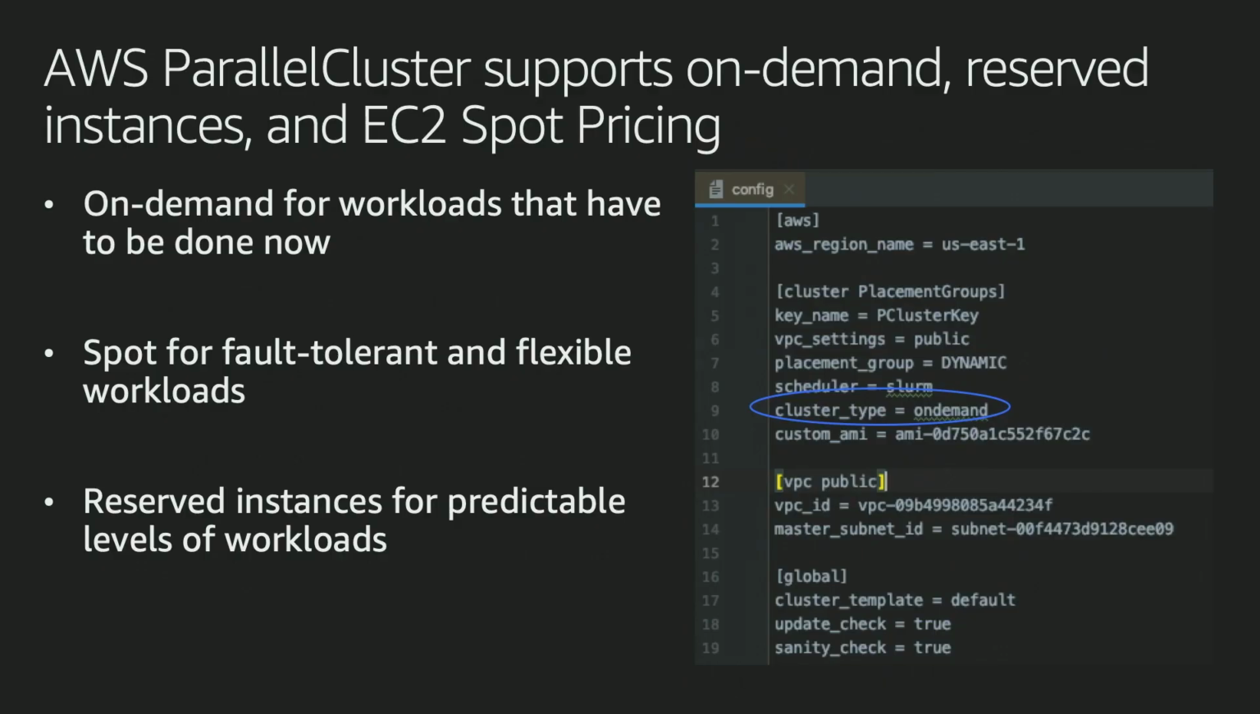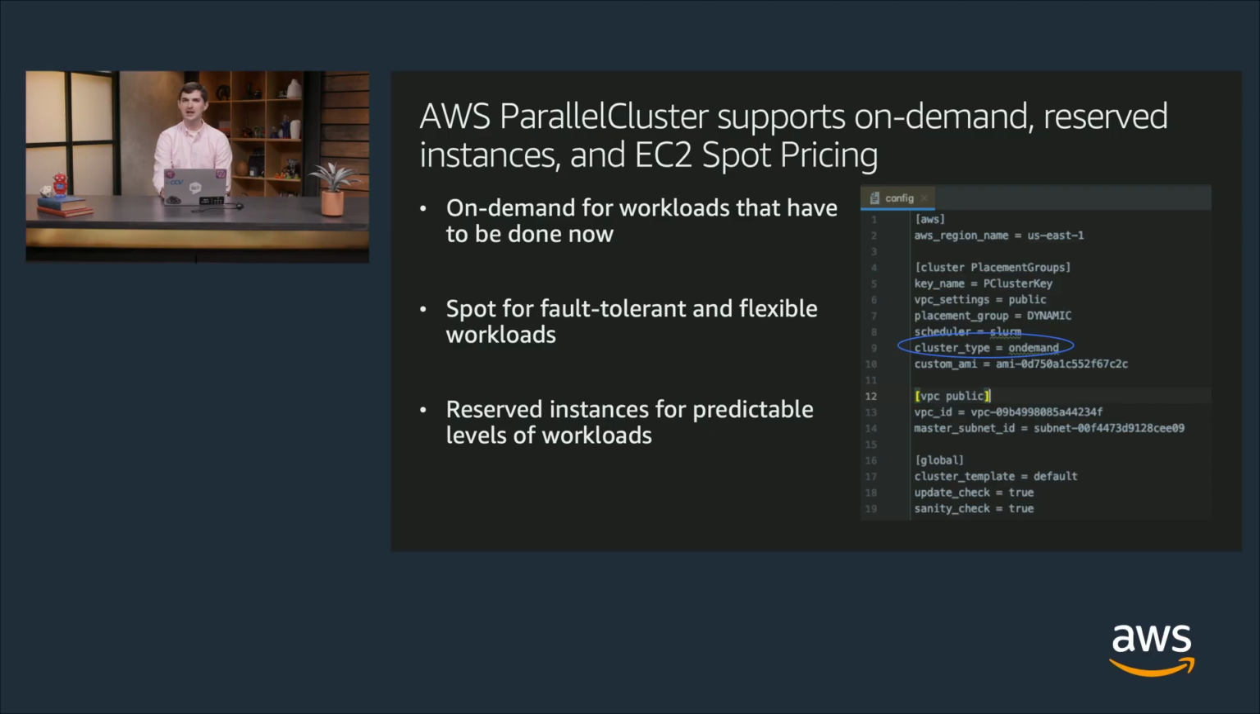Once you're at the stage of considering how best to manage the cost performance of your HPC cluster, one of the biggest options that you'll have is being able to pick and choose what pricing model is most appropriate for your workloads. ParallelCluster supports on-demand, reserved instances, and spot pricing models. As the name suggests, on-demand is most suitable for workloads that have to be completed right now. For any of your workloads that are fault-tolerant or where you can be flexible in when you want to run them, you can use spot pricing, where you would run your compute nodes using the excess computing capacity available on AWS at a given time.